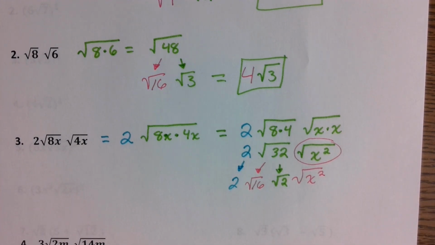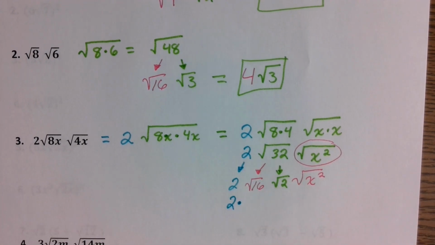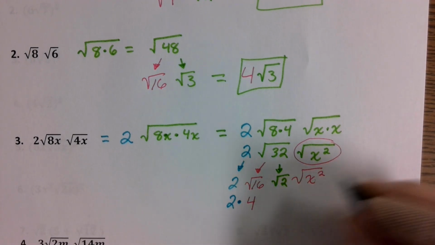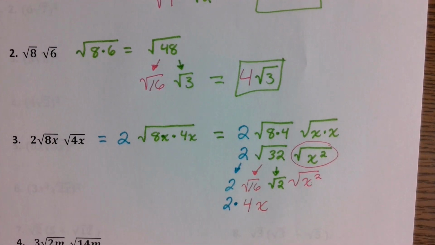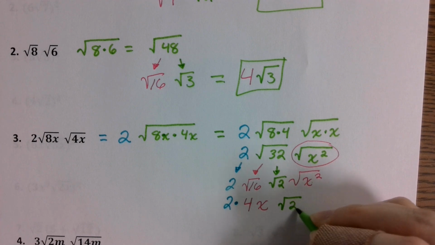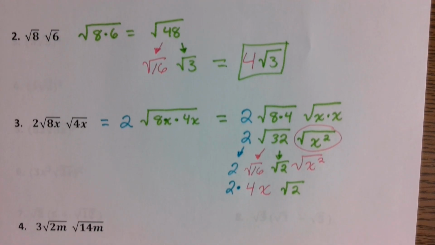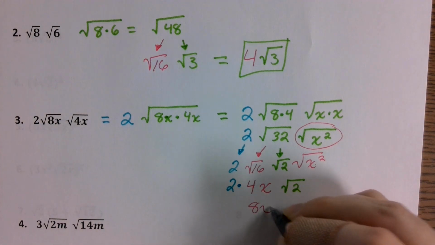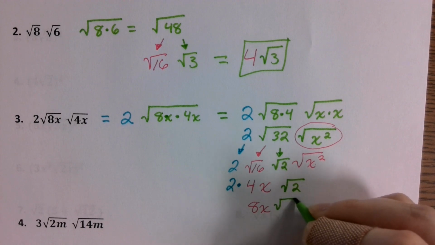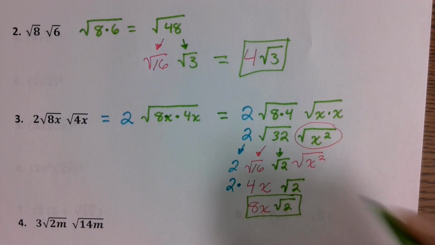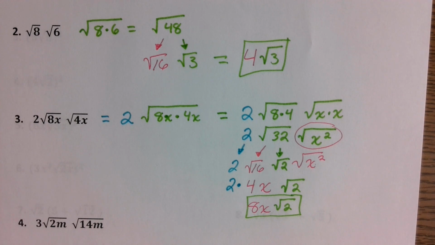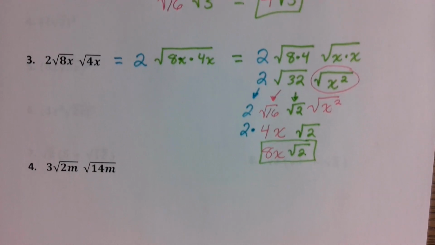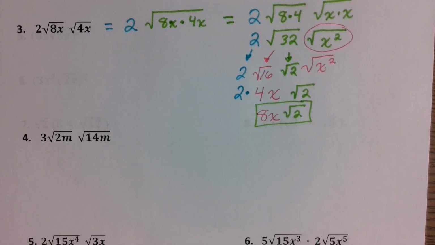Okay, what's the square root of 16? 4. So we have 2 times 4, and then what's the square root of x squared? X, and then we get square root of 2. Okay, and then we can still multiply. We can multiply 2 times 4x. What's 2 times 4x? 8x. So we get 8x square root of 2. And we're done. 8x square root of 2. Okay, go ahead and try problems 4, 5, and 6 on your own.